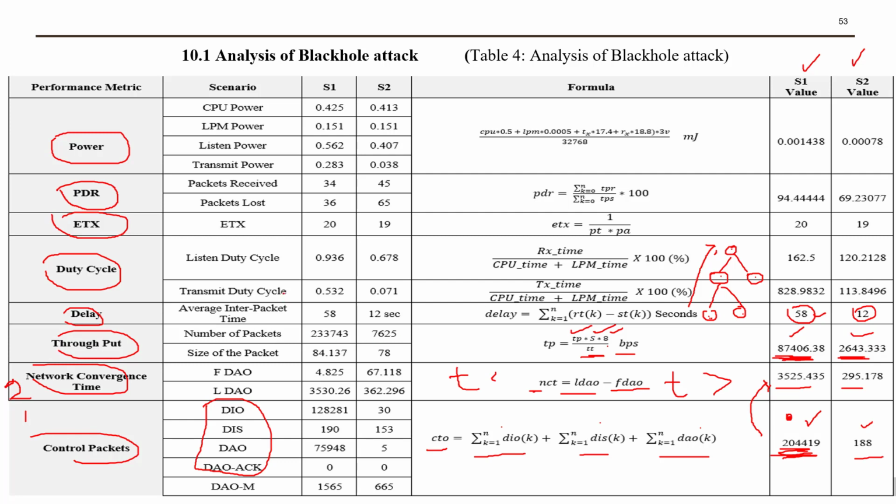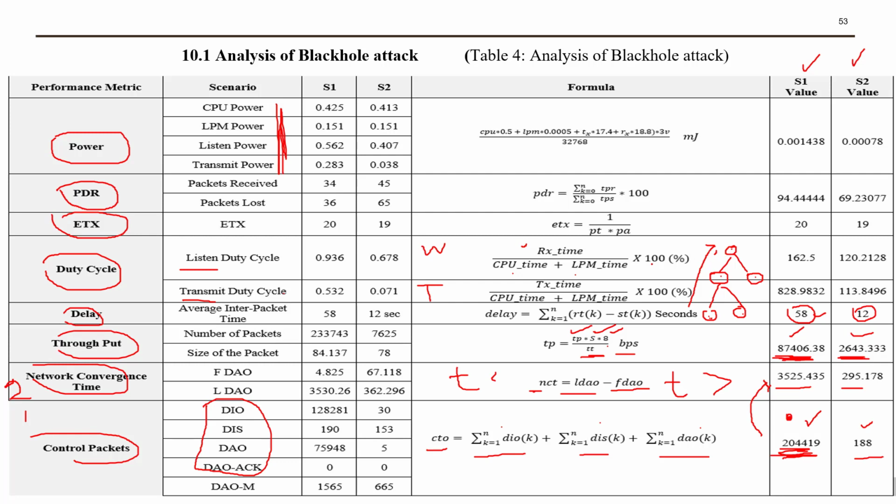Then the next one is the transmit duty cycle. What does transmit mean? It is for sending the packets. So there are two things: you are waiting for receiving the data, that is called listen, and then you are going to transmit the data, every node. So how much power is used for listening, and how much power is used for transmitting the data? This is what we are calculating. Now how to calculate? This is the formula, using rx, cpu, lpm. You can find it here. So using this formula we are calculating.